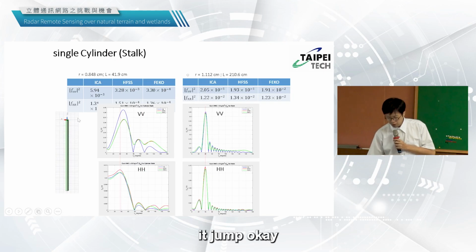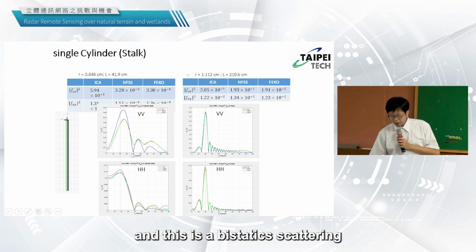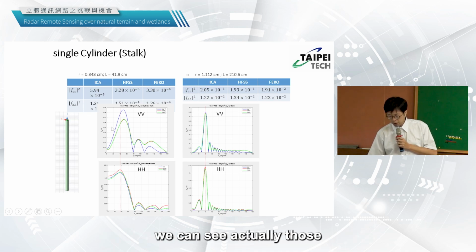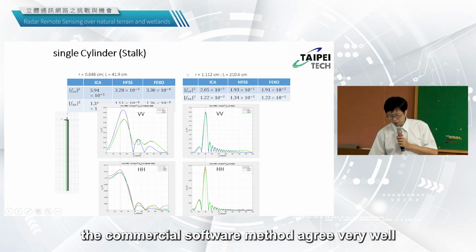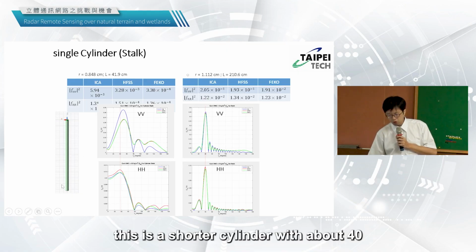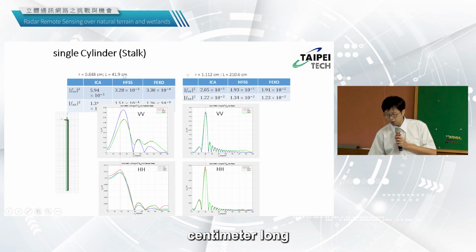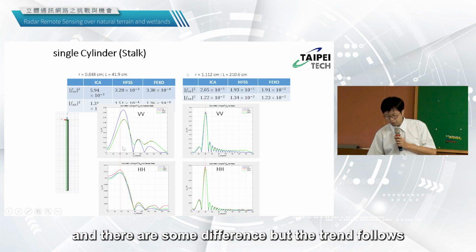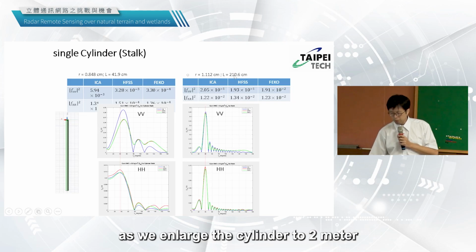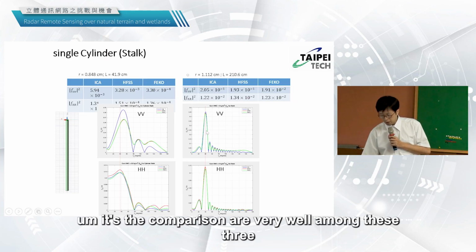And this is a bistatic scattering, and the red dot is the forward scattering, double bounce direction. We can see actually the commercial software methods agree very well, based on different algorithms. And for the analytical method, on the left-hand side, this is a shorter cylinder about 40 centimeters long. There is some difference, but the trend follows for both the VV and HH. As we enlarge the cylinder to 2 meters, the comparison is very good among these 3.